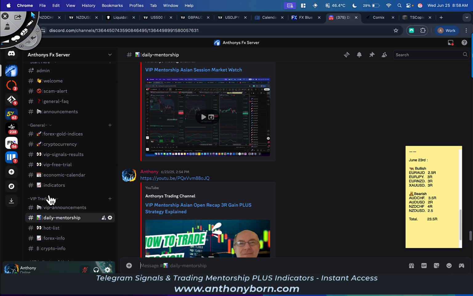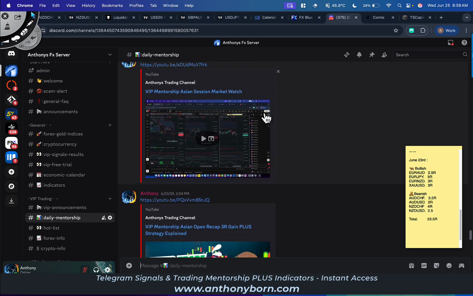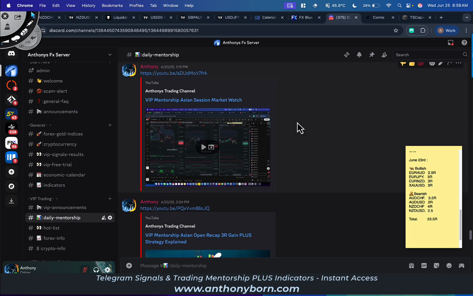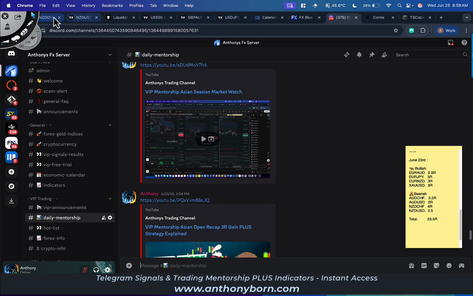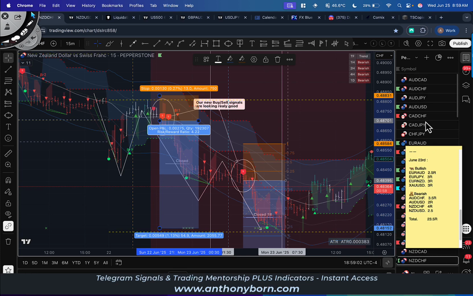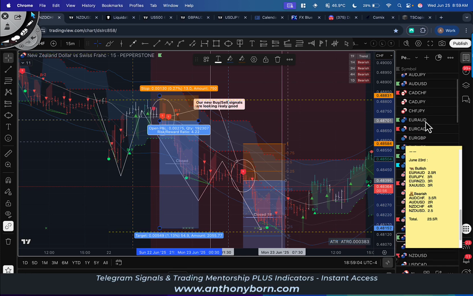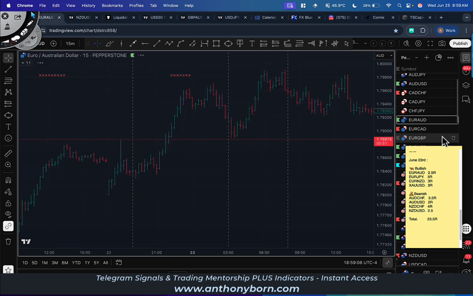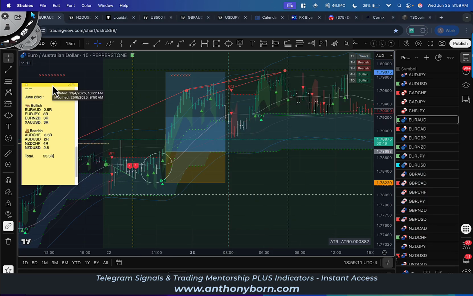If we go here to daily mentorship, this one was on the 23rd, so I cover this list and we go through how to trade everything. So let's just have a quick look in TradingView and run through and have a look at the results. So this is the list here. Euro Aussie was the first one. We'll just start from the top and work down. We'll just quickly run through.